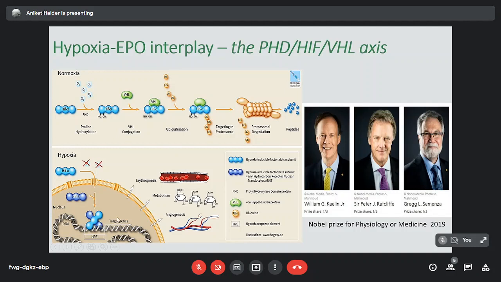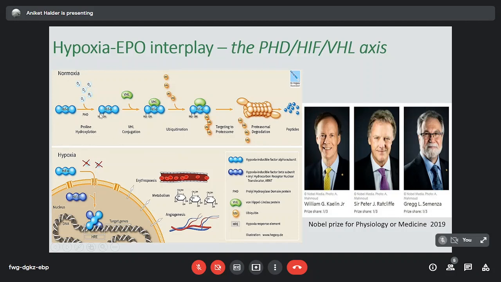So this binding of hypoxia inducible factor to the HRE causes increased transcription and production of erythropoietin, which leads to increased erythropoiesis and increased red cell production. Now, what happens in normoxic conditions is that when there is normoxia, there is increased availability of oxygen.